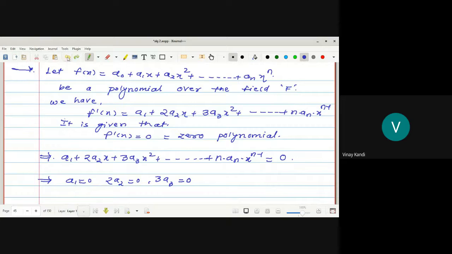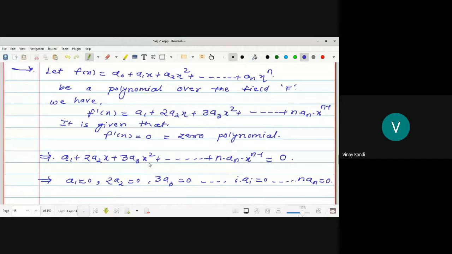Up to so on, n into an is equal to 0. Here i into ai is an arbitrary element. Any doubt up to here?